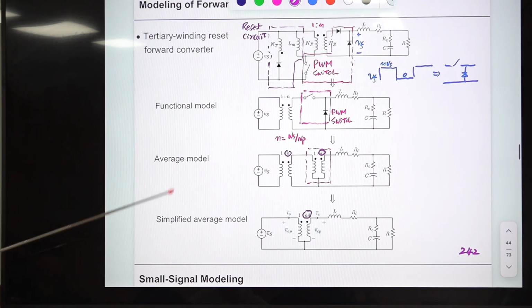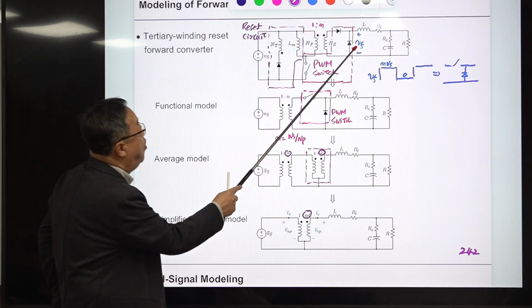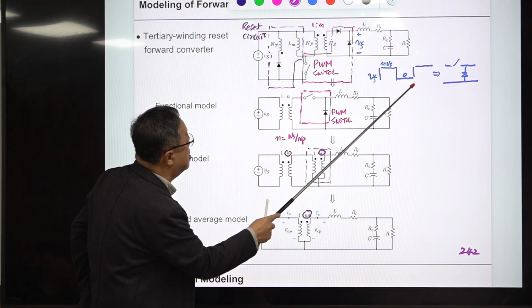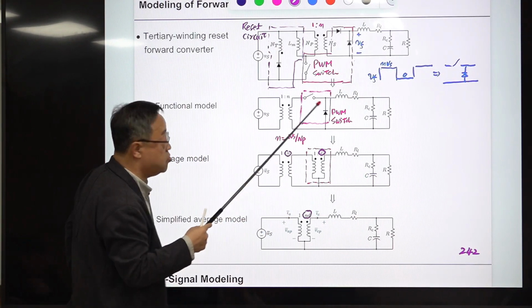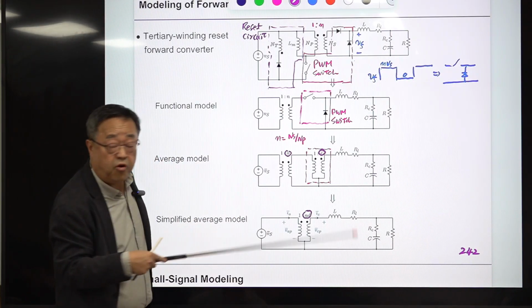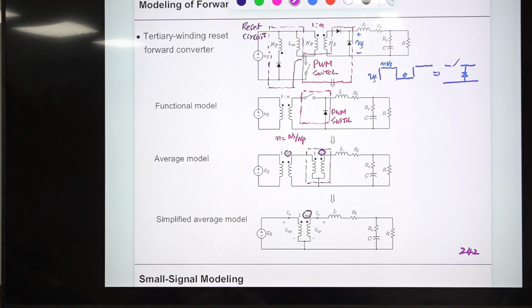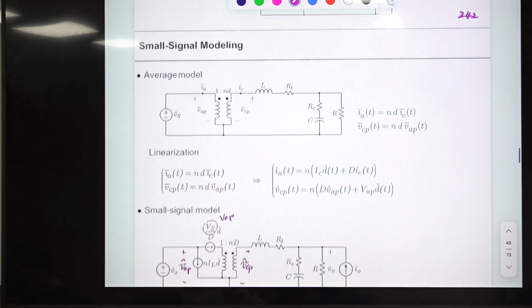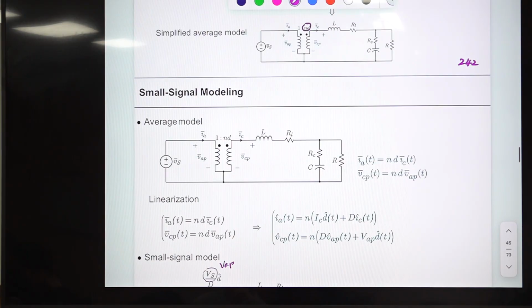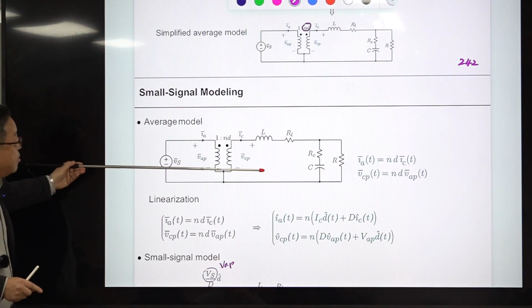So I draw this so that when you are seeing some waveform in here, then just think of this. Then replace it with the PWM switch. You should consider this transformer. So it's a very trivial modification, and this is the averaged model. It's the same thing. I copied it here.